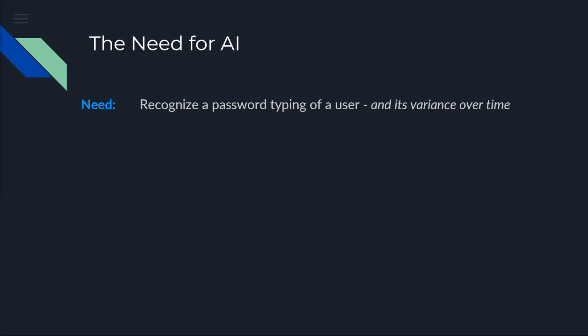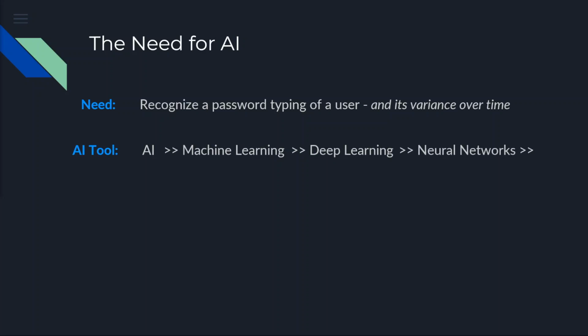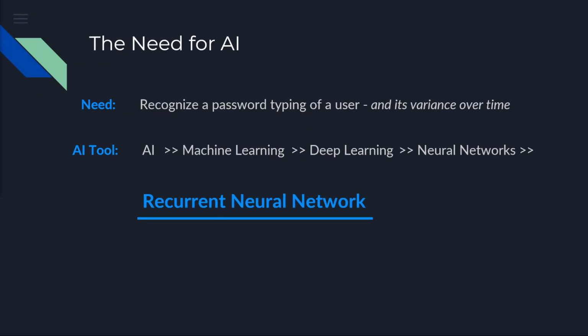Now we need AI because we need to recognize the user's password typing and its variance over time. But what AI tool to choose? We're going to dig into the inner levels of AI, machine learning, deep learning, neural networks, and at last we come to what we chose for our research, a recurrent neural network.